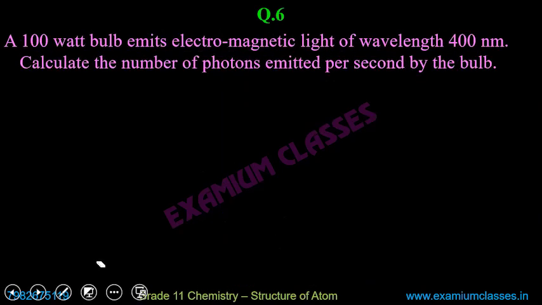Next question. A 100-watt bulb emits electromagnetic light of wavelength 400 nanometer. Now this question I am doing the third time. Everyone should be able to answer this question. Calculate the number of photons emitted per second by the bulb. Who will answer this question?